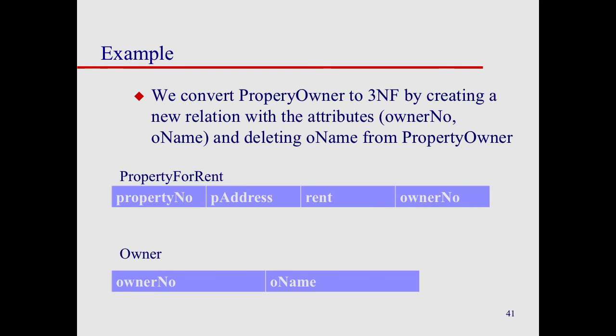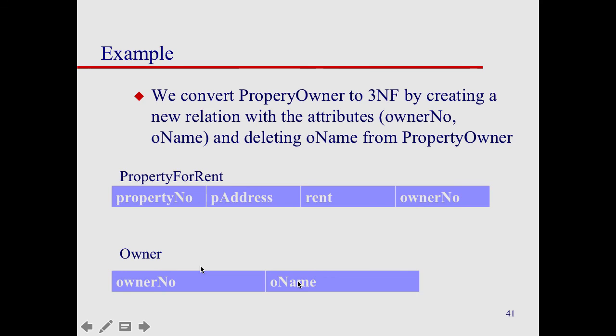And we eliminated the corresponding delete anomaly, which is if we deleted all the properties associated with an owner, it would delete that owner. So we've eliminated both of those anomalies. Plus, we've eliminated the modification anomaly that the owner name might be there multiple times.